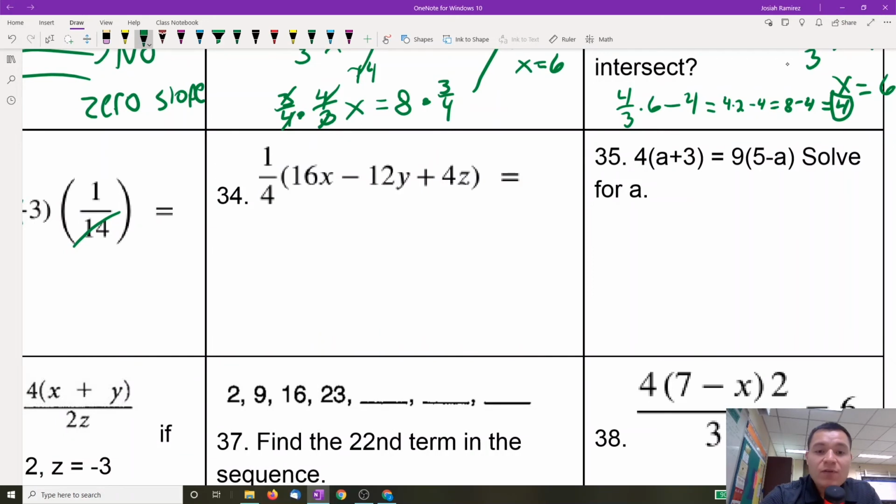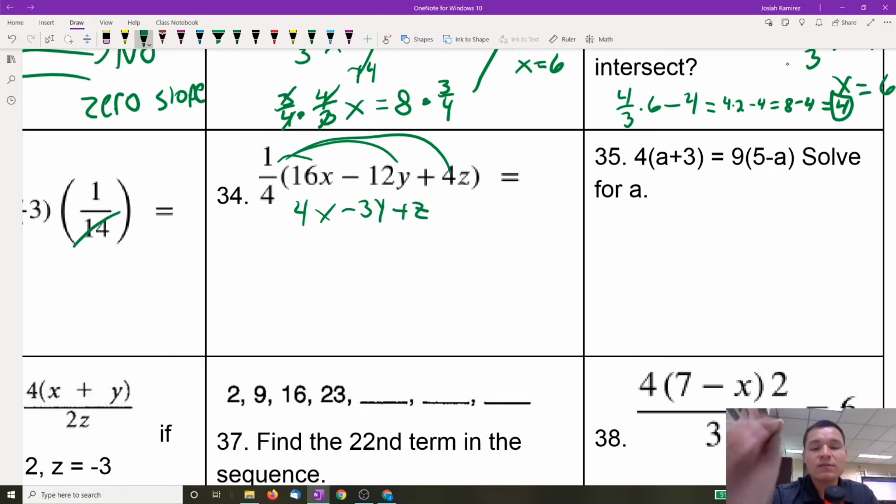We have no like terms, so all we can do is distribute this 1/4 to each part. That's 16 divided by 4, 12 divided by 4, 4 divided by 4, and we're done.